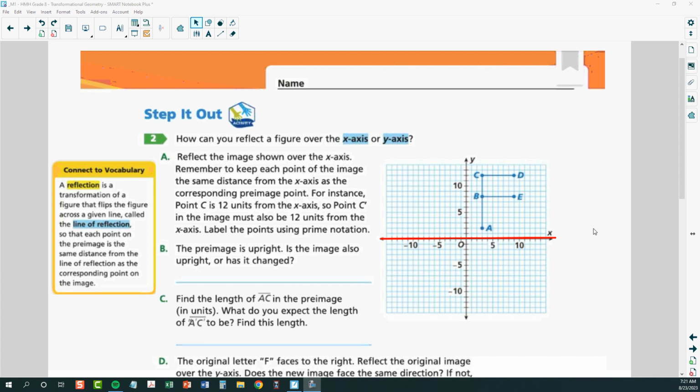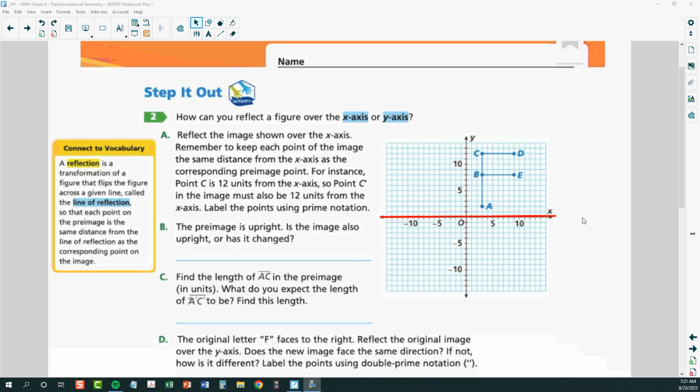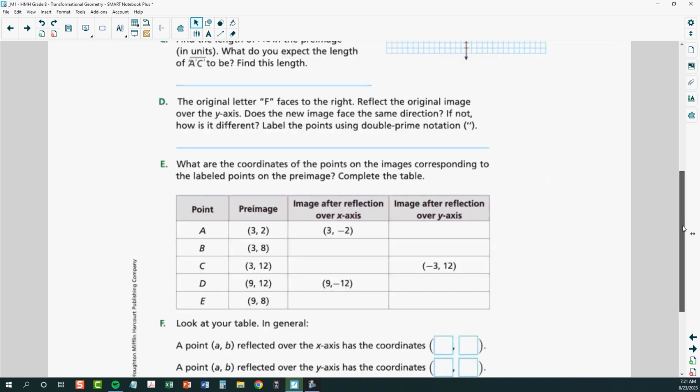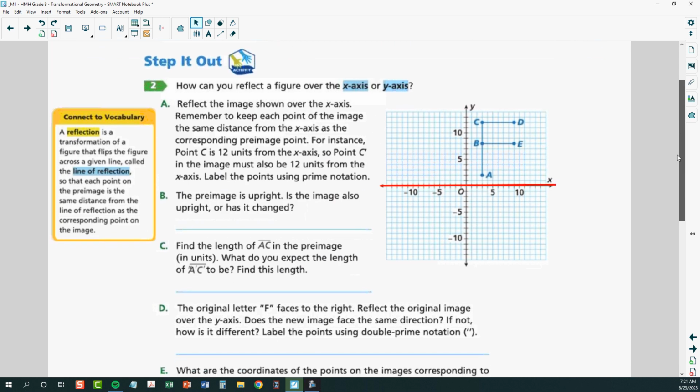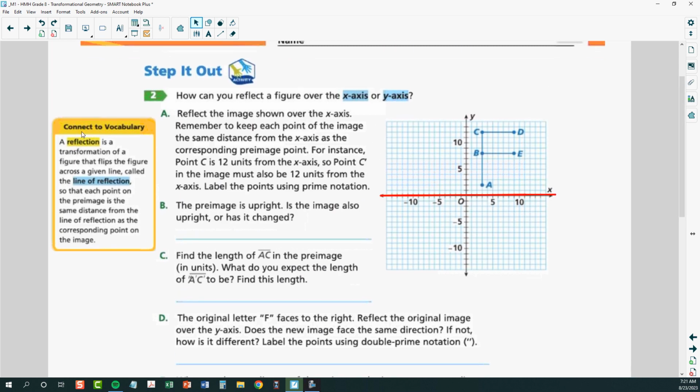All right, Lex Lions, here's what we're doing today. We are going to be working on page number 23 and 24. But if you look at this connective vocabulary, this will be on page 22.